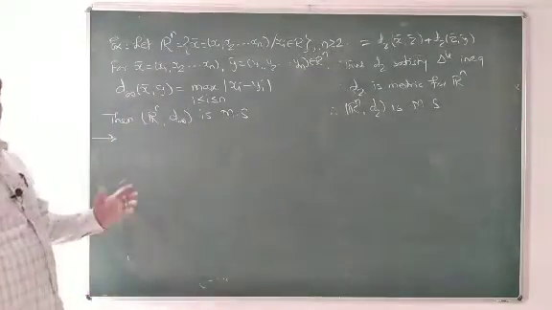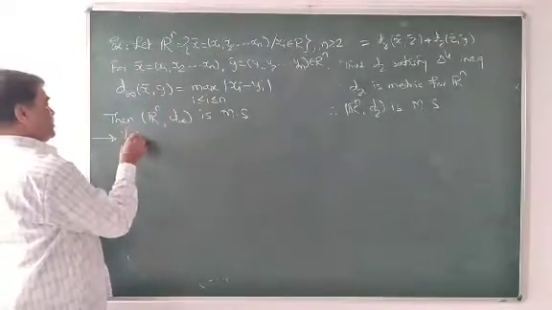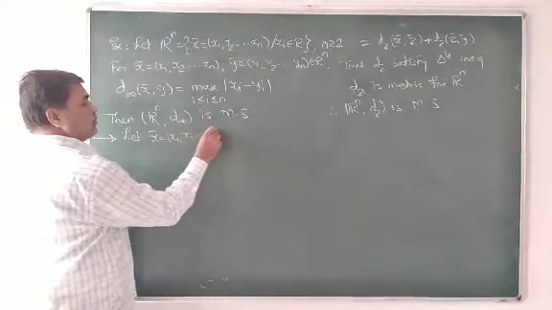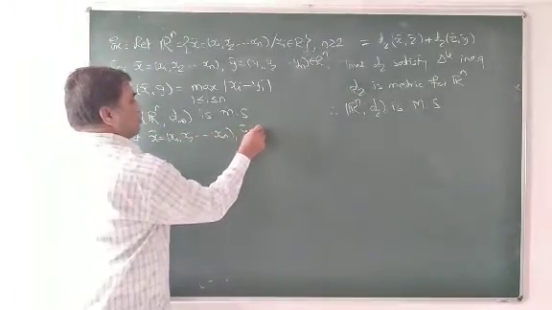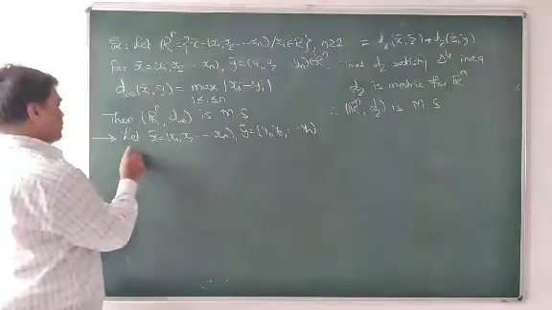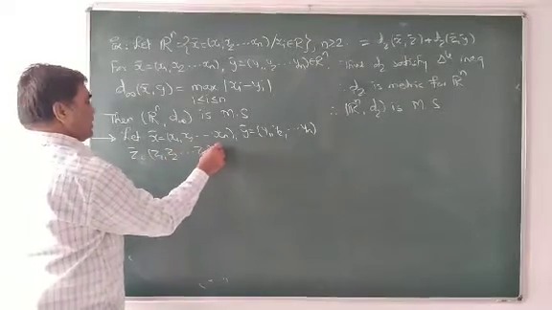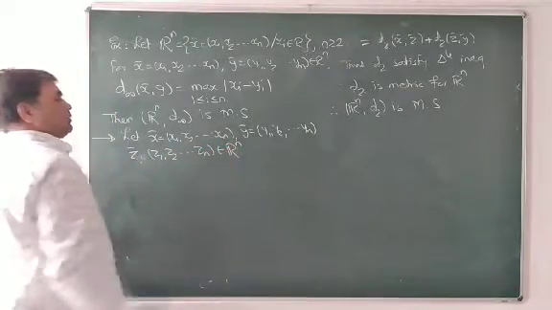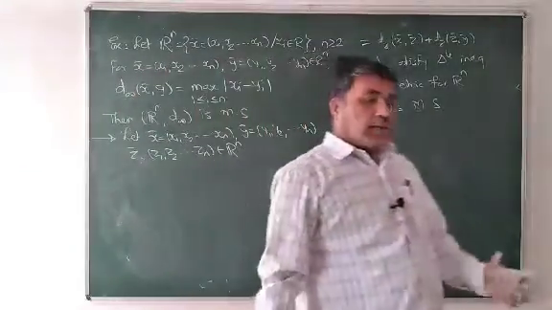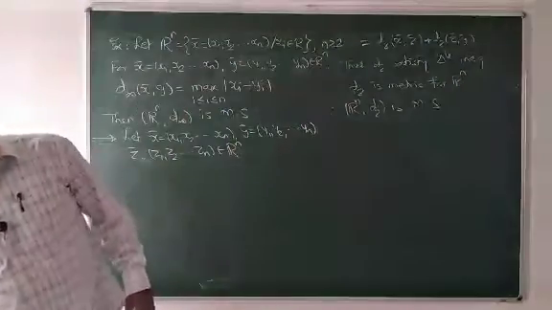For this again, we will take three vectors in Rn. So let x bar equal to x1, x2 up to xn, y bar equal to y1, y2 up to yn, and z bar equal to z1, z2 up to zn belonging to Rn. As to prove triangle inequality I require three arbitrary vectors, so I am taking three different vectors from Rn.